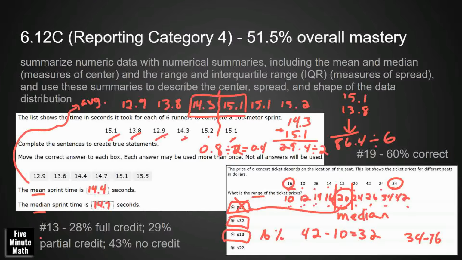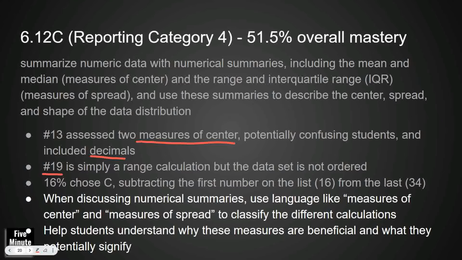Unfortunately, 16 is not the lowest number, and 34 is not the highest number. It's not first minus last, it's highest minus lowest. And so we need to make sure that they know that they're always going to get the data set in a mixed up order. So when we're using numerical summaries, let's use these terms like measures of center, mean and median, measures of spread like range and IQR, right?